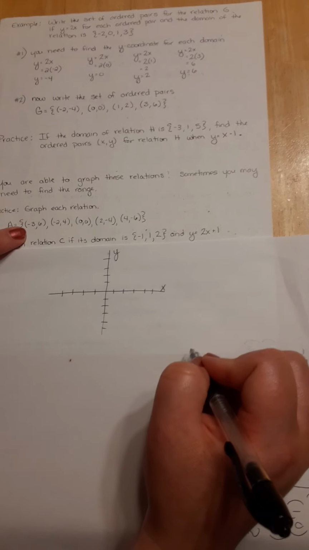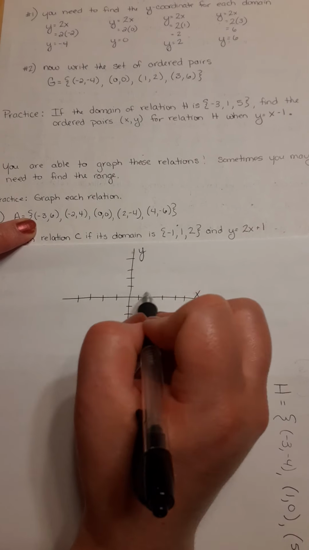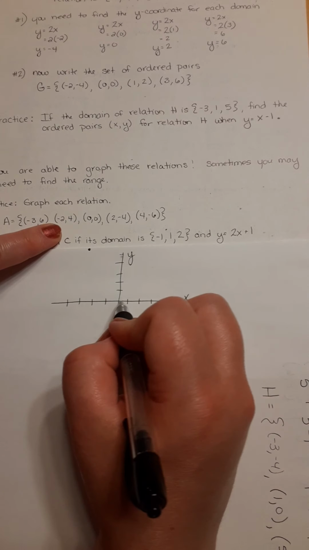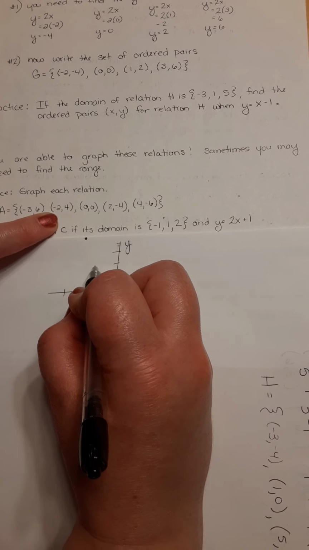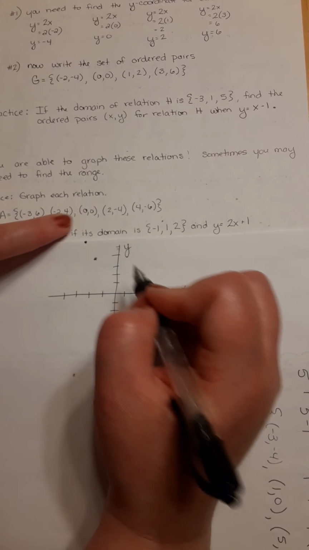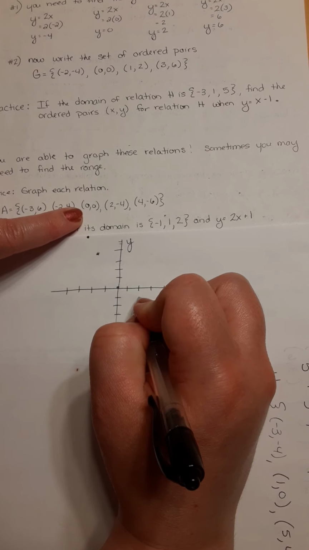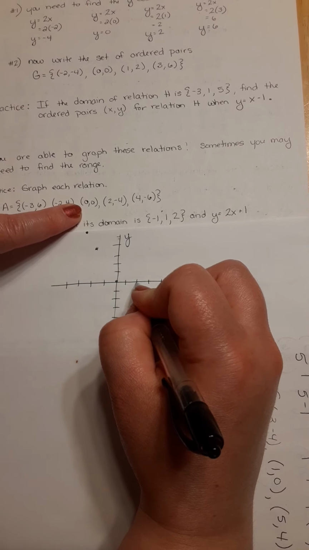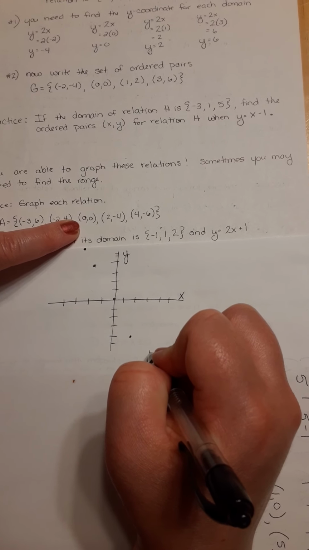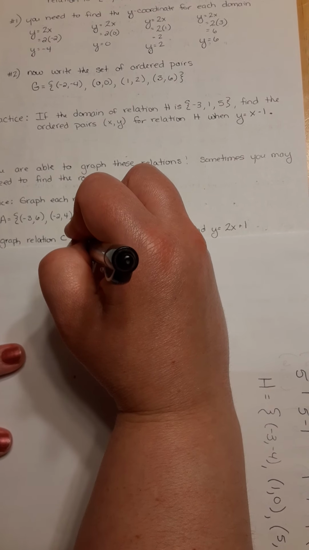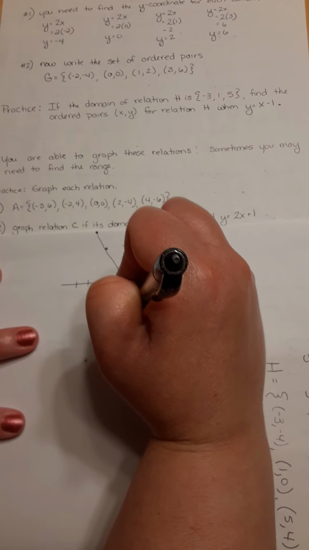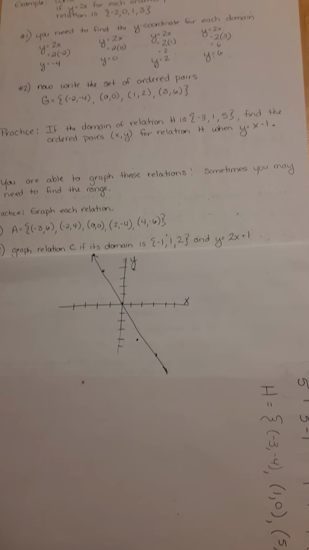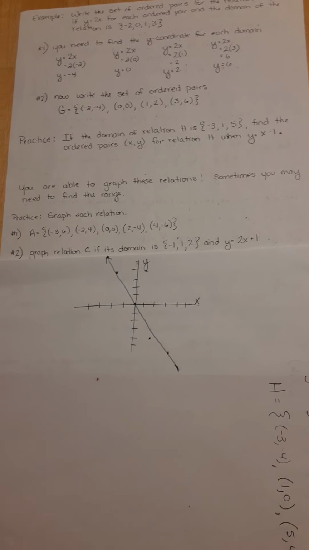For set A, I start off at -3 and I go up to 6. Go to the next one, -2 up to 4. Go to 0, 0. I've got 2 and -4, and then I end up with 4 and -6. Then I use a straight edge, and mine is not going to be very straight because I did not use a good axis here. But there is the graph of set A.